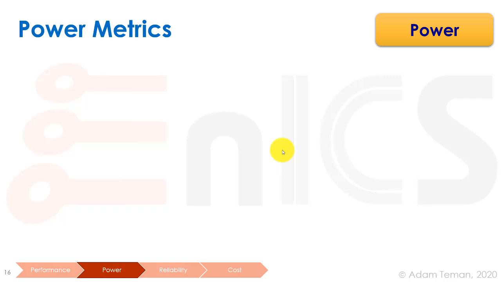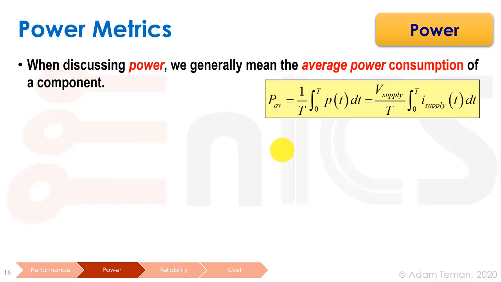Okay, so we finished talking about our performance metrics for now, and let's discuss power metrics. So when discussing power, usually when we say power, we mean the average power consumption of a component. Average power consumption is 1 over T, T being the period, times the integral from 0 to T of the instantaneous power dt. Since we're usually using a standard DC supply voltage of VDD, we can take the V times the instantaneous current I, take the V out of the integral, and so we have VDD over the period times the integral from 0 to the period time of the instantaneous current dt. That's the average power consumption.